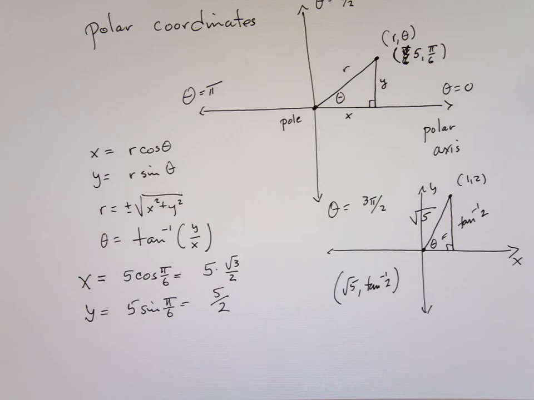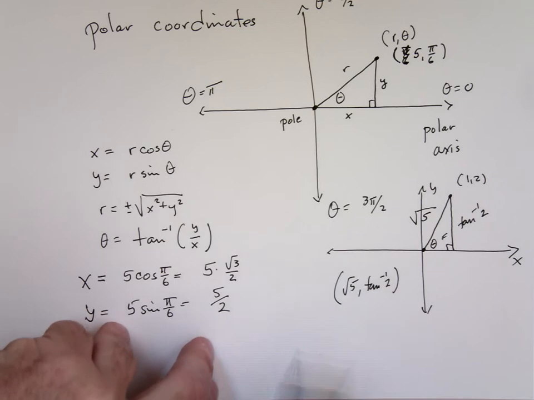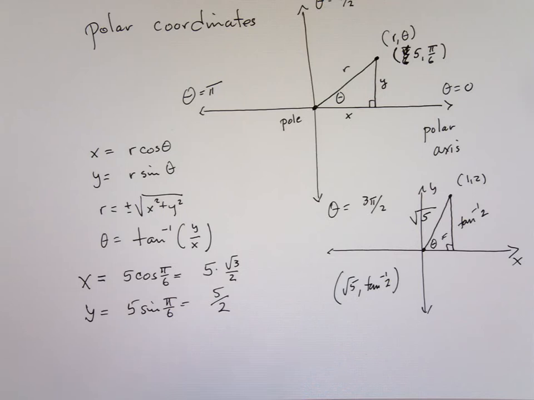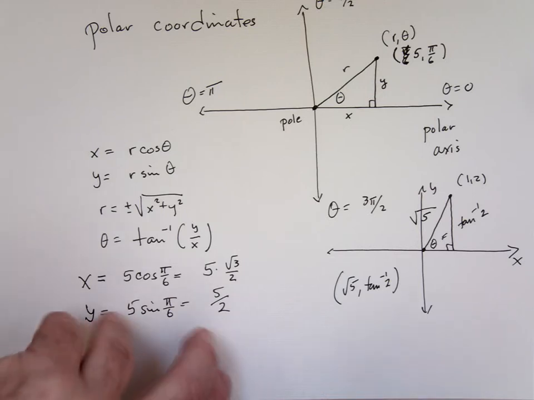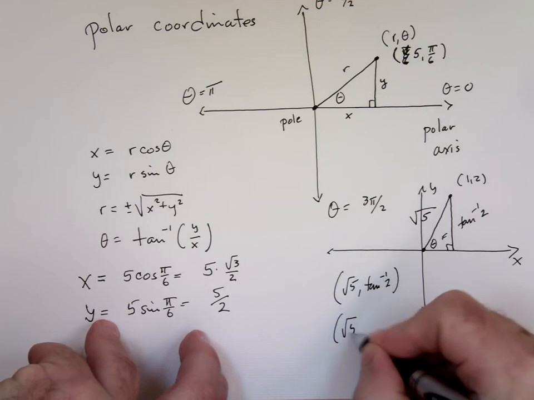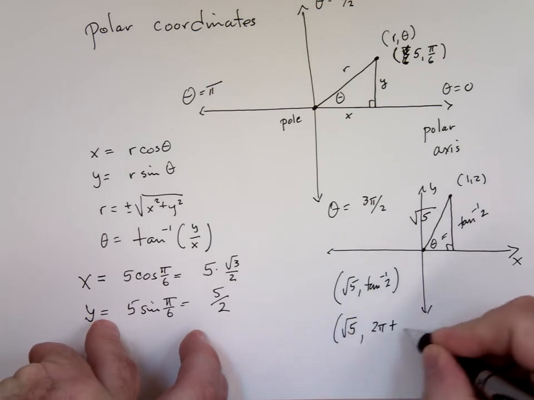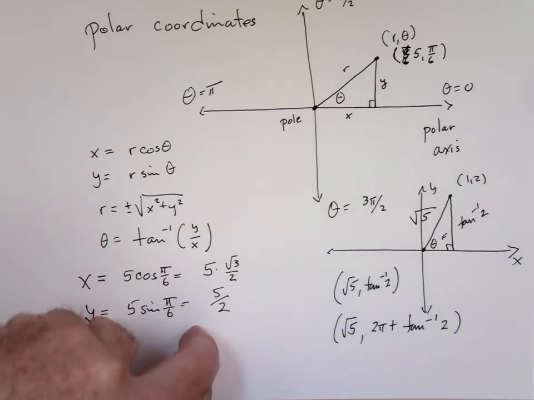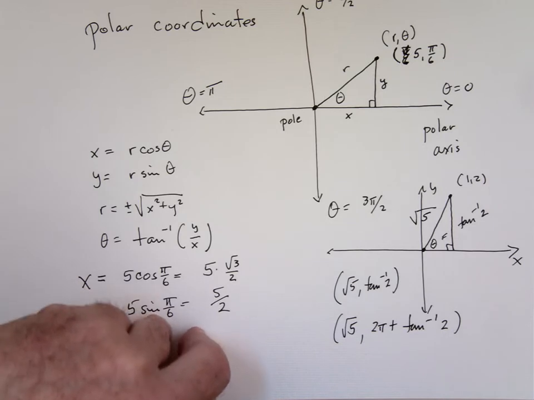Well, no, I mean, using tangents and square root of 5, there are other ways to describe that point. Add 2 pi radians to it, 360 degrees. Sure, that works. That would be another way to reference that point, or subtract 2 pi, or subtract 2k pi, where k is any integer at all. That would give you an infinite number of representations of that point.